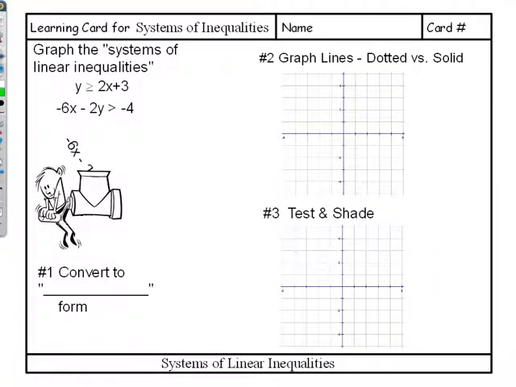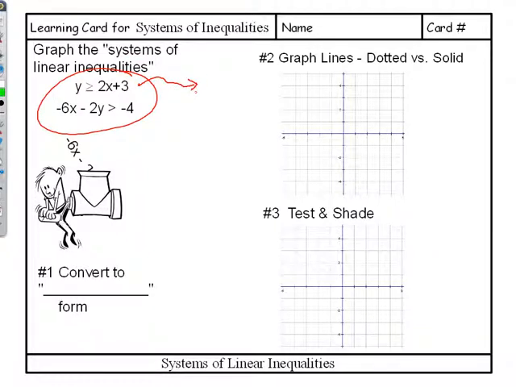Let's see, so here's a learning card for this, systems of inequalities, and basically what we're going to do is we're graphing 2 sets of linear inequalities, and then we're just going to compare the shading on those to find the feasible region. All right, this first one, so here are my linear inequalities.